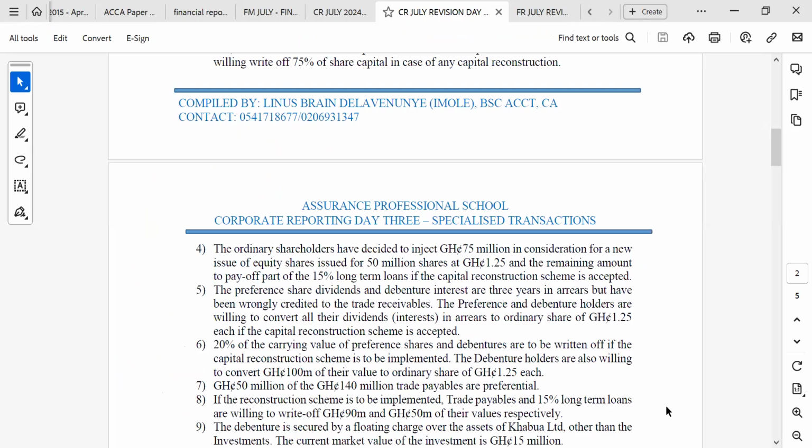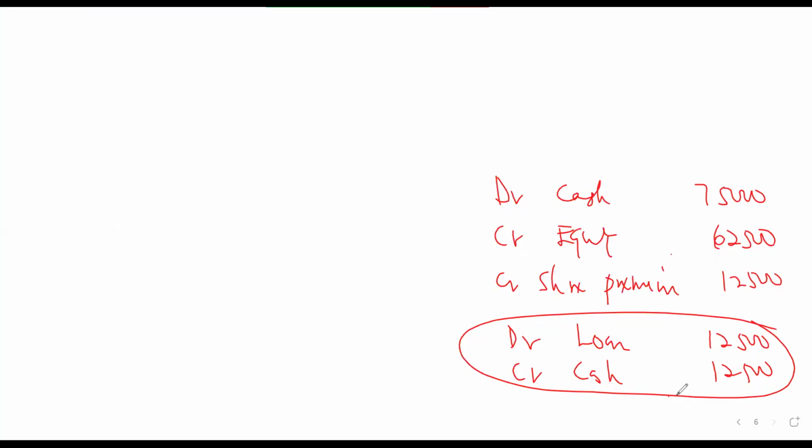5. The preference share dividends and debenture interest are 3 years in arrears, but have been wrongly credited to the trade receivables. The preference and debenture holders are willing to convert all their dividends or interest in arrears to ordinary shares of 1 cedi 25 pesewas each if the capital reconstruction scheme is accepted. Okay, we have accepted the reconstruction scheme because the liquidation is not okay for us.